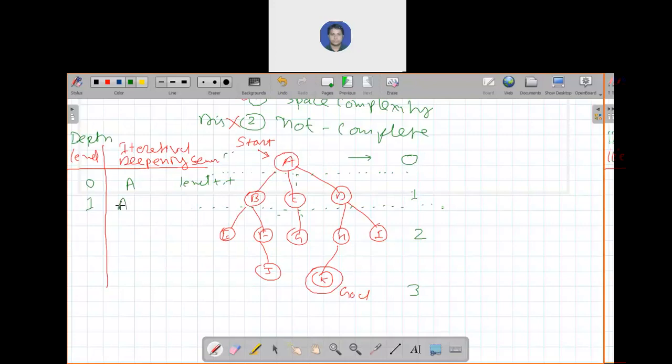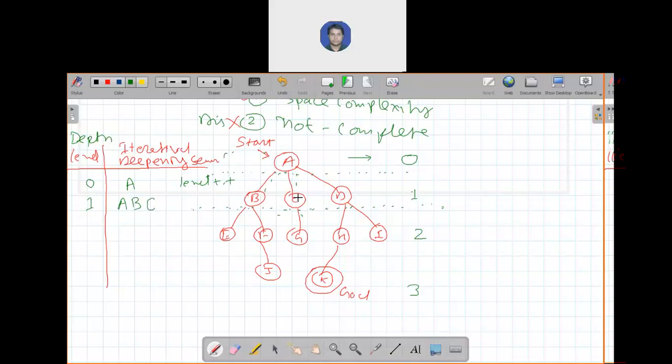Is A the goal node? No, so it will follow the DFS search. In the DFS search, we have three options, B, C, or D. Which node we select depends on you. Just consider you select B. From B you can go to E and F, but it will not search E and F because your search area is till depth 1. So it will backtrack from A and find the next node, which is C.